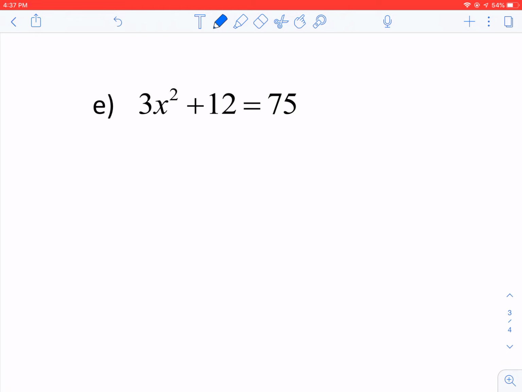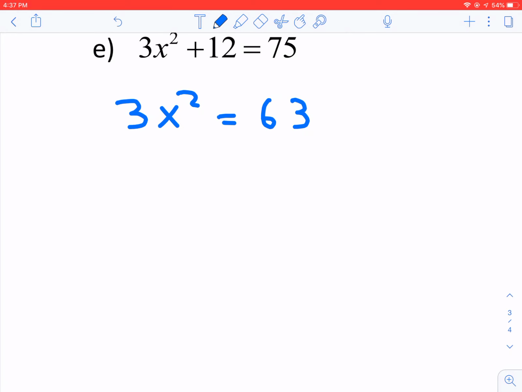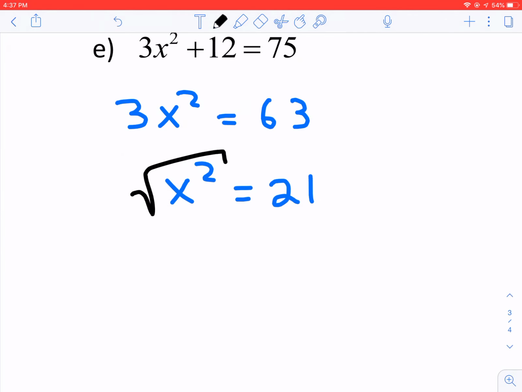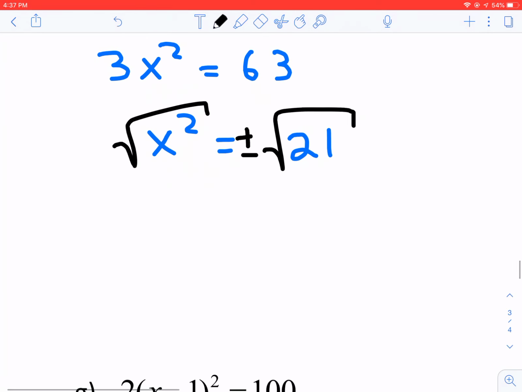Alright, let's do letter E. This is a good one. 3x squared equals, minus 12 on both sides. We're going to get 63. Then we're going to divide both sides by 3. We're going to get x squared equals 63 divided by 3 is 21. And now when we square root both sides, we have plus or minus the square root of 21.